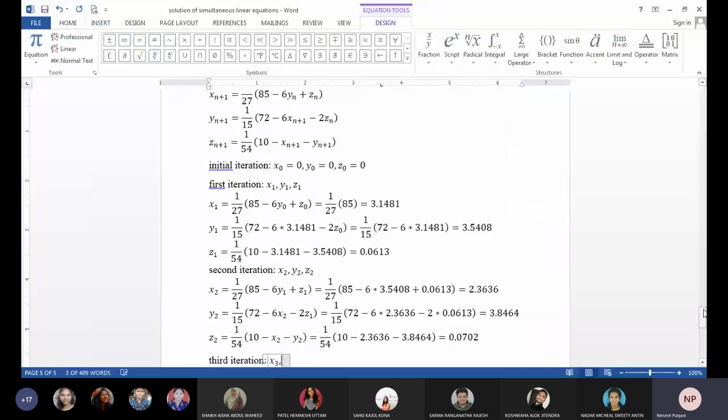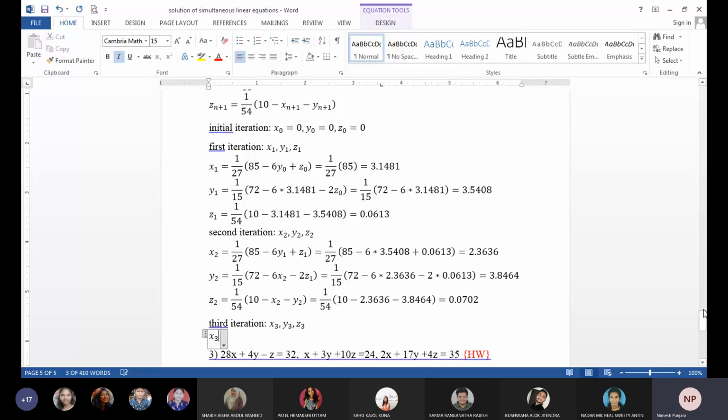Third iteration: x3, y3 and z3. So what will be my x3? 1 upon 27, 85 minus 6y2 plus z2. Right?